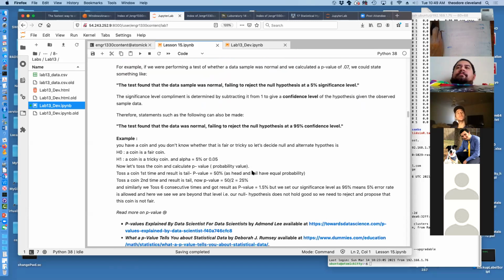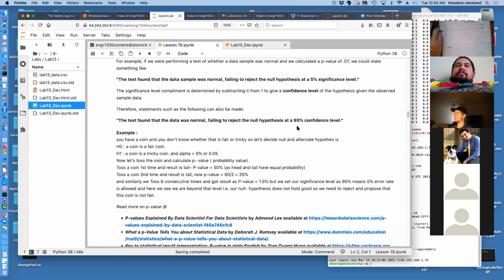So if we're performing a test of whether our data sample is normal or not, and we calculate a p-value of 0.7, we would state something like, the test found that the sample was normal, failing to reject the null hypothesis at the 5% significance level. The complement of the significance level is determined by subtracting it from 1 to give a confidence level. So similarly, if we compute the confidence, the test found the data was normal, failing to reject at 95% confidence.